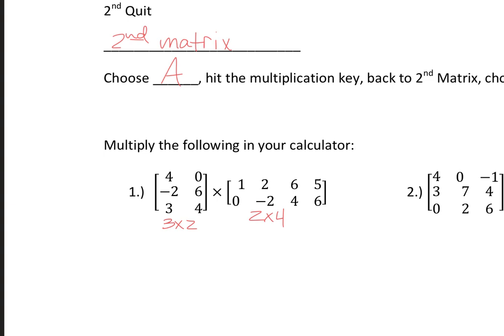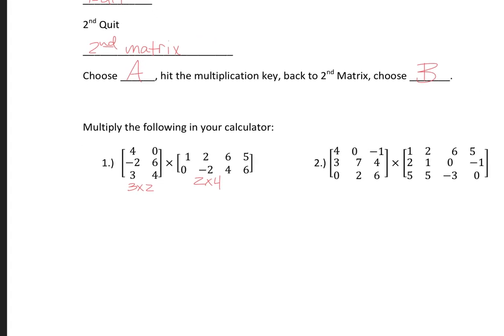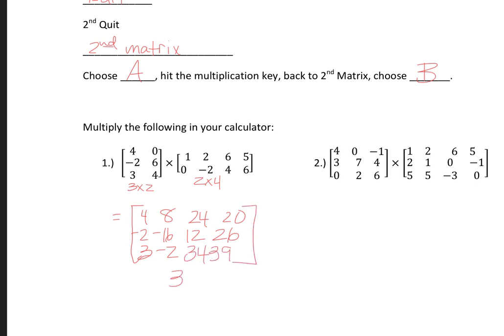Let's fill that out. Choose matrix A, and then go back into second matrix and choose matrix B. And I got 4, 8, 24, 20, -2, -16, 12, 26, 3, -2, 34, and 39, which was our 3x4.